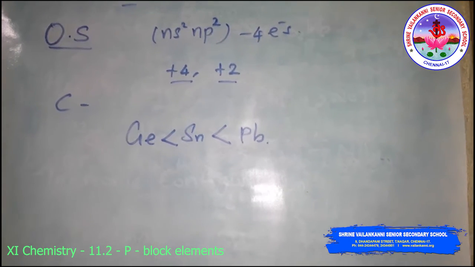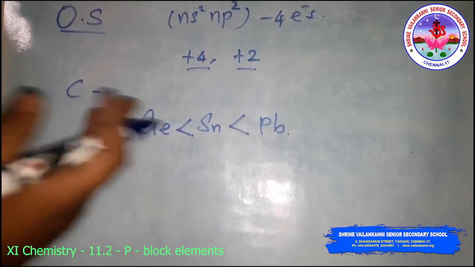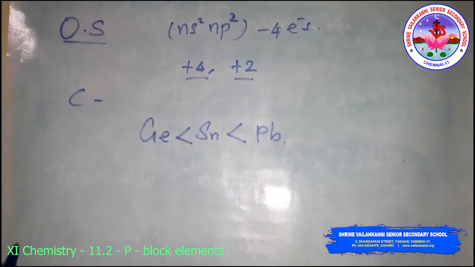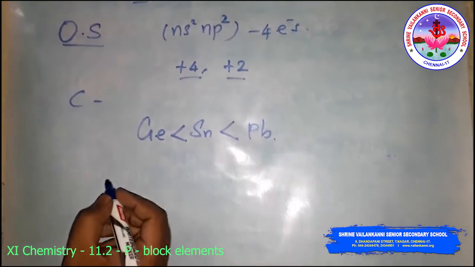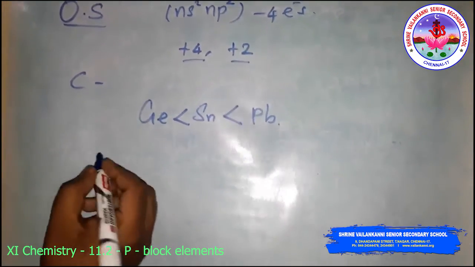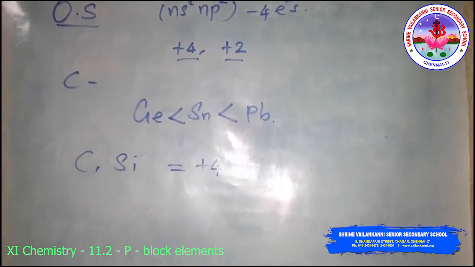Here, the relative stabilities of these two oxidation states, +4 and +2, vary down the group. Carbon and silicon mostly show +4.